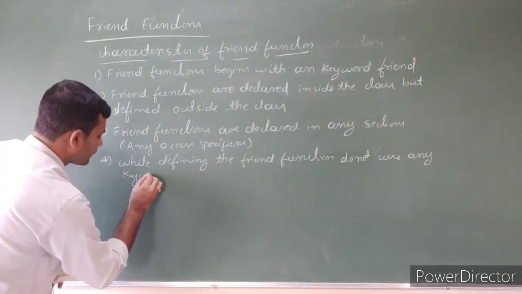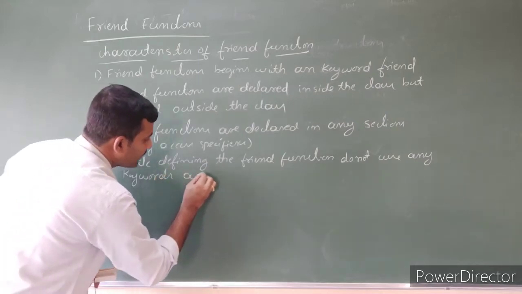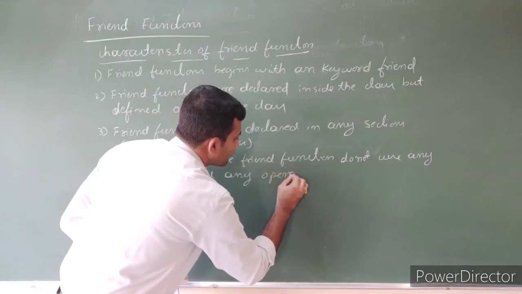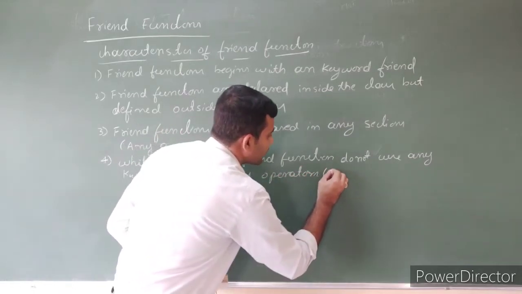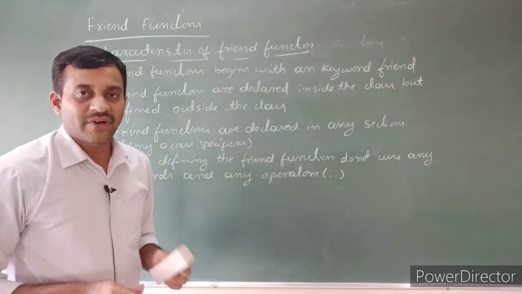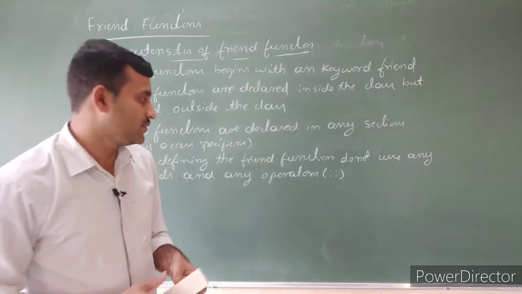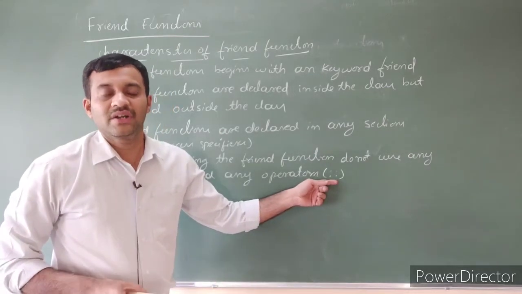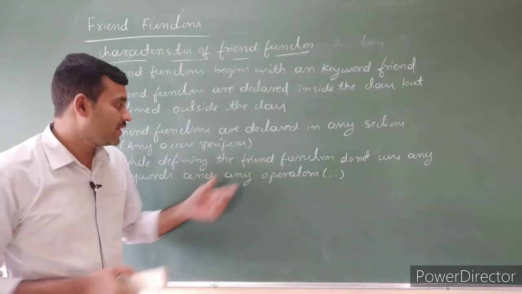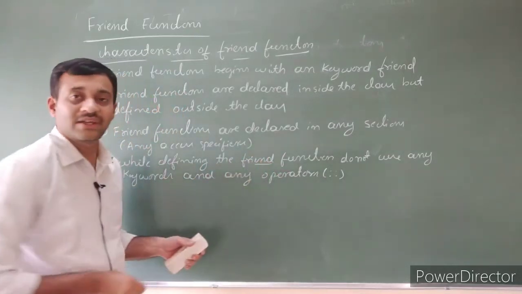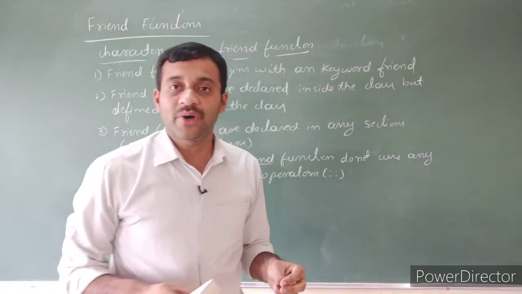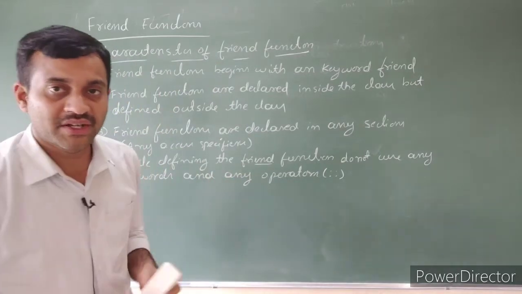And do not use any operators. Here, operators means the scope resolution operator. Normally, to define a function outside the class definition, we use the scope resolution operator. But while defining the friend function, we do not use any keyword, not even friend, and do not use any operator, not even the scope resolution operator.